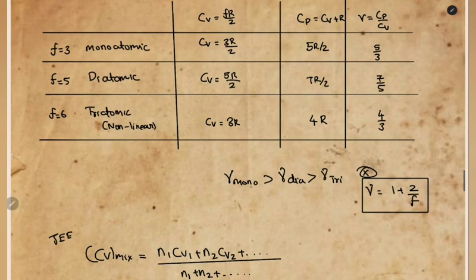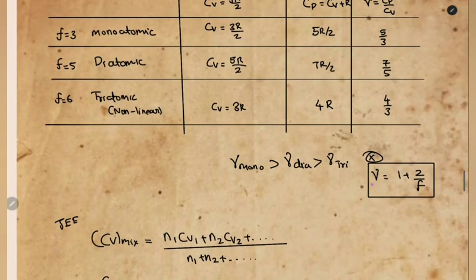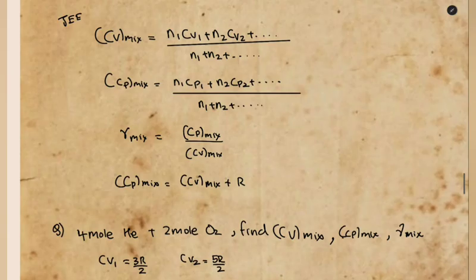As we have compared this, gamma of monoatomic will be greater than gamma of diatomic, which will be greater than gamma of triatomic. Fine. Triatomic here is given for a non-linear gas. The relation of gamma to the degree of freedom is also important. Remember this, some questions will definitely be based on this when you solve the PYQs of JEE Mains or JEE Advanced, anything.